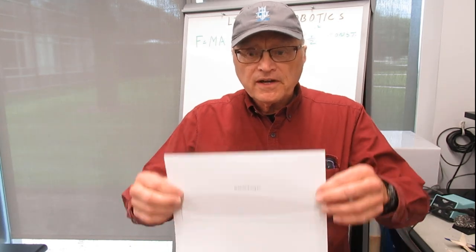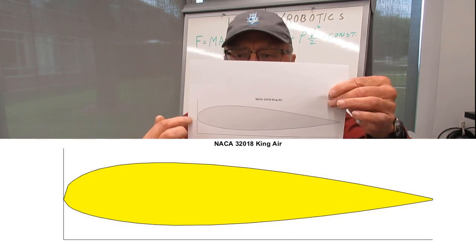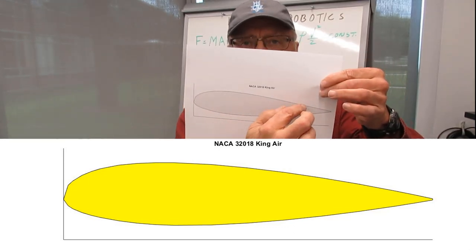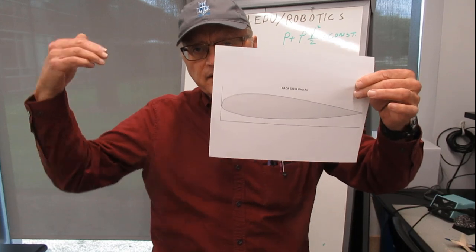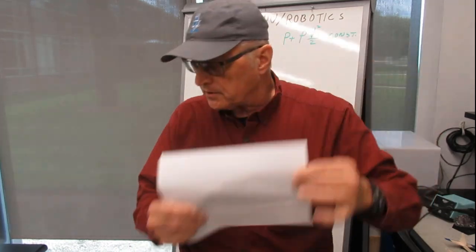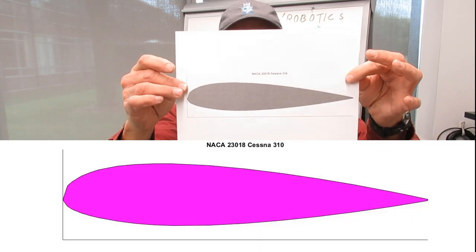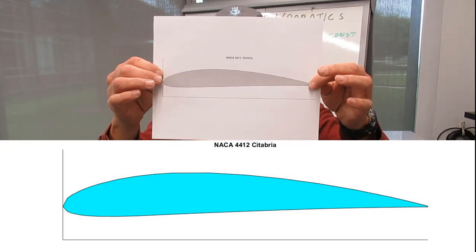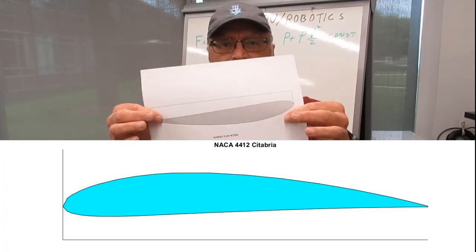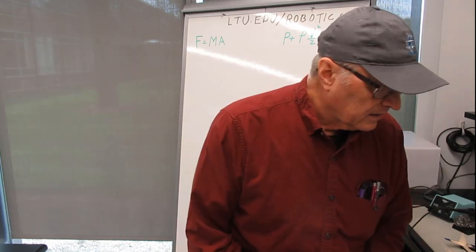The King Air, right, twin engine turboprop. And as you can see, there is the airfoil, nicely curved on the top, nicely curved on the bottom. Now you would think if a flat bottom curved top were a fundamental property, it wouldn't look like this, would you? Cessna 310, another shiny side up people mover. Curved, top and bottom. Citabria, well, there we go. Here's something, it's pretty flat on the bottom, right? What happens when we fly upside down? Now the flat is on the top, the curve's on the bottom. How does that work?